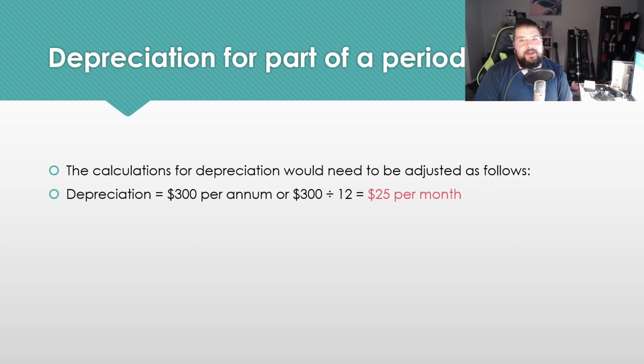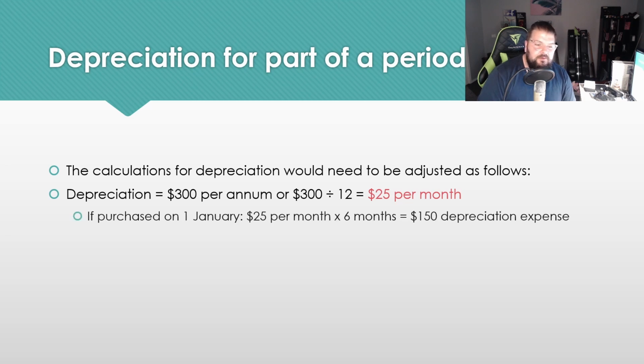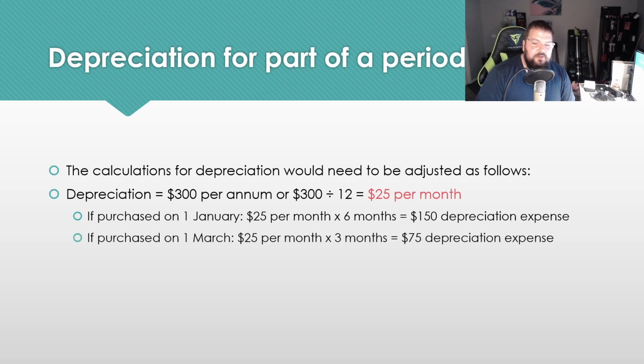So a pretty easy way to calculate a partial year's worth of depreciation is just to divide the amount that we first found by 12. So in this case, we have $25 per month of depreciation, and we can then multiply it by the number of months. If you need to be more specific, you can actually divide it by 365 and then multiply it by the number of days if you need it.